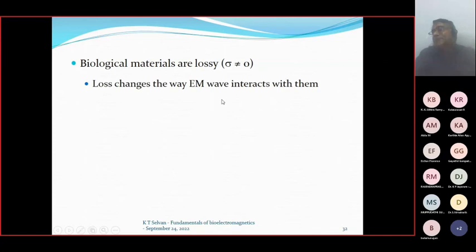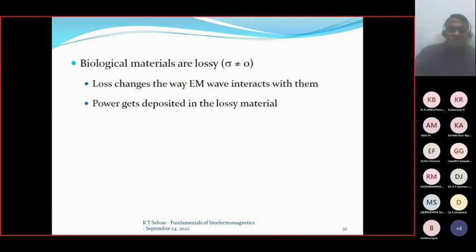And if you remember the animation that we have seen a couple of minutes back, where the electrons were moving, and also the fact that when an external electromagnetic field hits a biological system, it induces currents. Current is the movement of charge. Therefore, the moments are going to interact with each other, right? So the loss changes the way electromagnetic wave interacts with them, and power gets deposited in the lossy material. This is energy absorption. So that is important. If there is no energy absorption, there is no concern. Power gets deposited, resulting in heating, right? As we all are familiar with the heating results of our gadgets, a mobile phone gets heated when I use it for a long time.